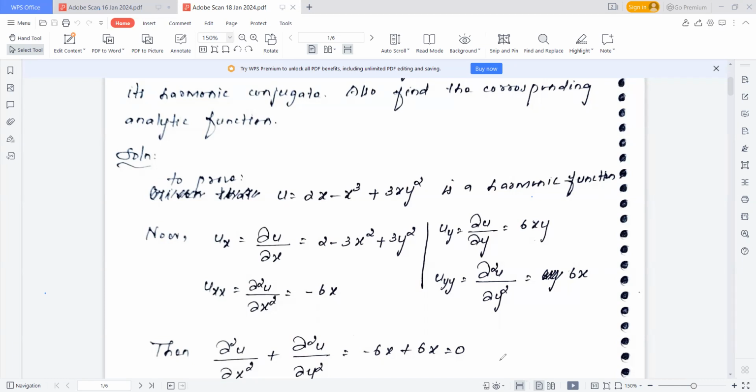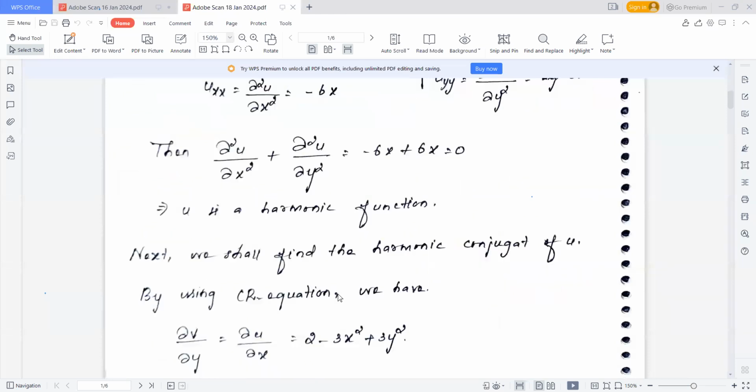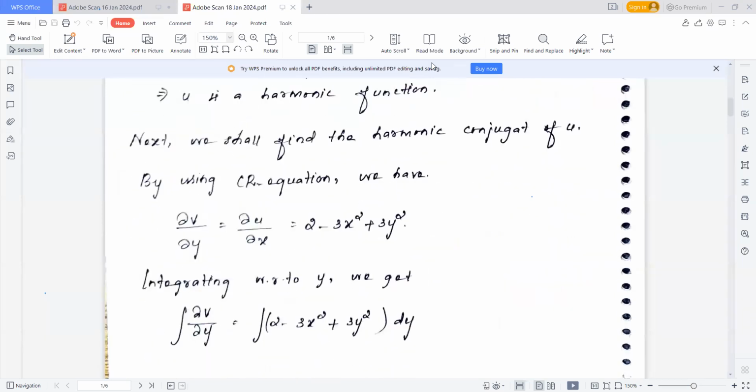What is the second one? We need to find a harmonic conjugate of the given function. That is, we have to find the imaginary part of the given function. Here you can either use the Milne-Thompson method or the first method. Here they have used the first method. So next we shall find the harmonic conjugate of u by using the CR equation.